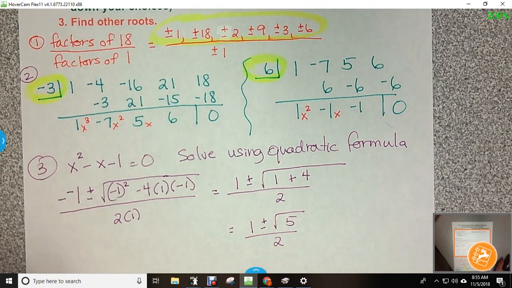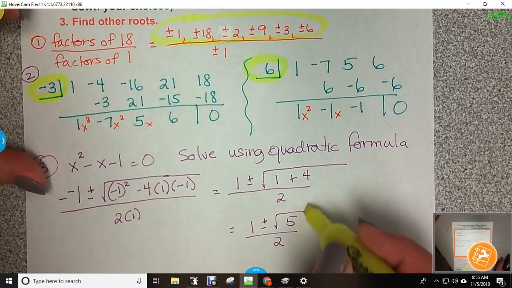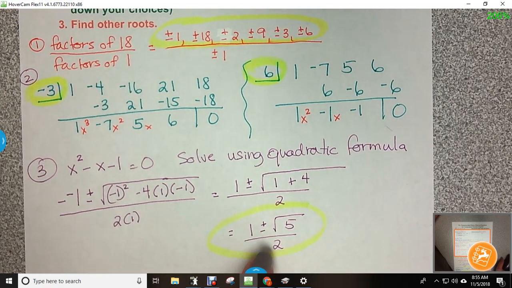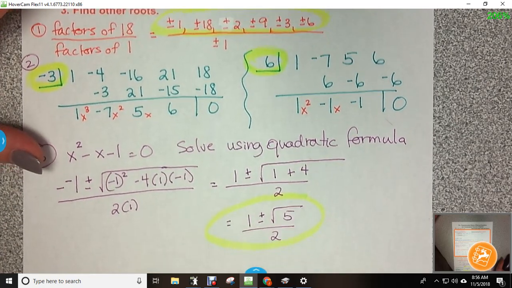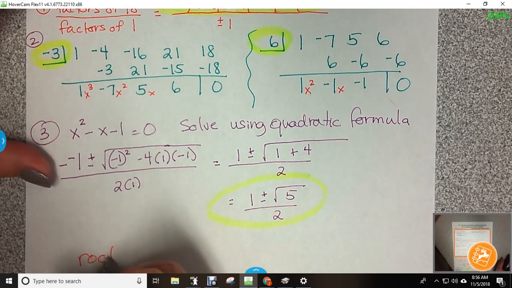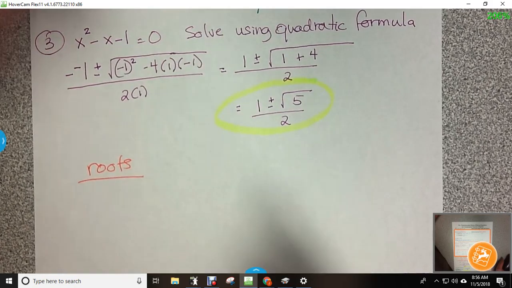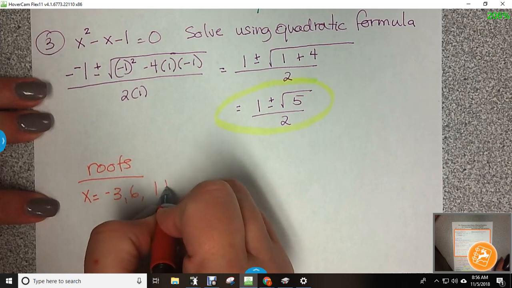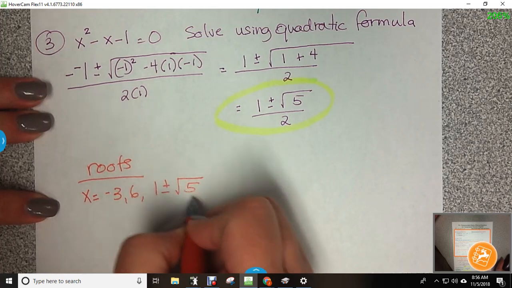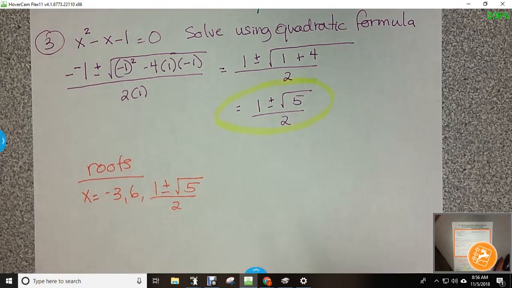So that's 1 plus or minus the square root of 5 over 2. I can't simplify it any further. I end up with 2 roots there. So if we look, I've got 2 roots, 1 more, and 1 more. That is all 4. So my solutions, or all of the roots, are going to be x equals -3, +6, and 1 plus or minus the square root of 5 over 2. Okay, so that's how you can use what we've been working with our graphing calculators for. That's how you can use it to narrow things down a little bit.